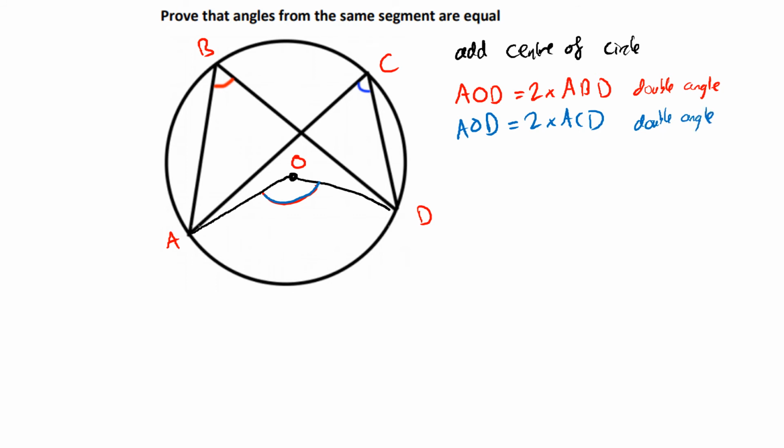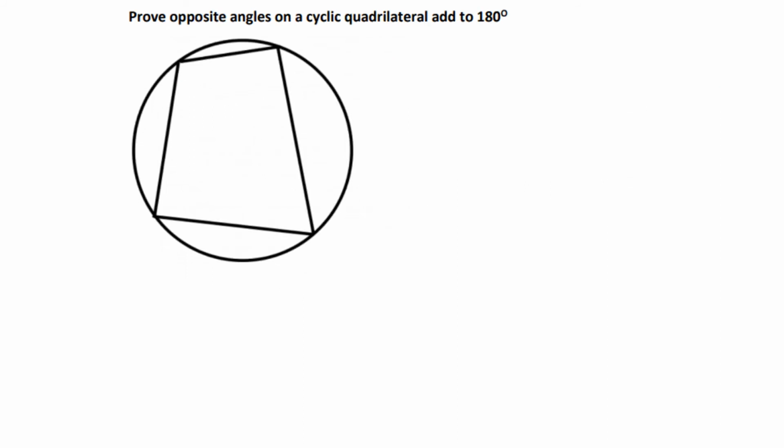So what does that tell me? Well, if AOD is equal to 2 times ABD, and AOD is equal to 2 times ACD, then that must mean that 2 times ABD is equal to 2 times ACD, because that's just combining the statements together. If they're both equal to AOD, then they must be the same as each other. And then we could just divide by 2 and say that ABD is equal to ACD. And that's it. That's the proof. Double angle and done.